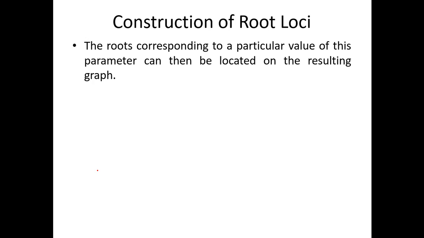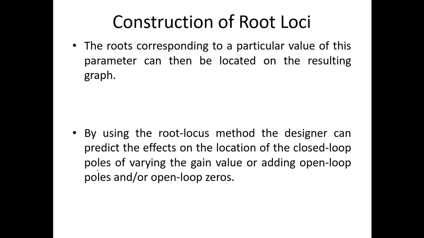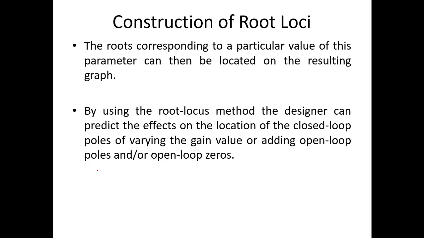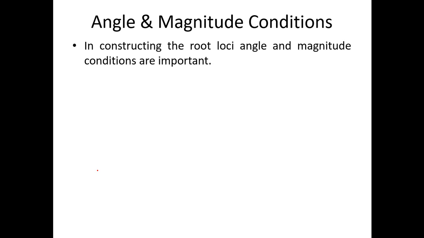The roots corresponding to a particular value of this parameter can be located using the graph, and by using this graph you can easily predict. This is the same theory I have just mentioned: by just drawing the paths or maps of the roots, you can easily find that a root will not be going into any other region of the half plane. So the system will be stable for all of the roots. Or if the roots are going into the other half plane, you can easily predict that the system will be unstable. So this will make our work much easier as compared to the RH criteria.